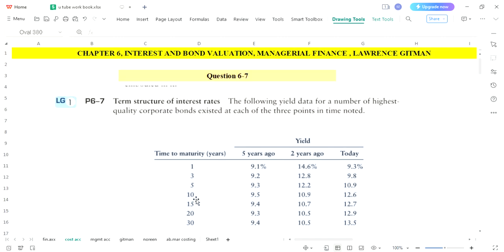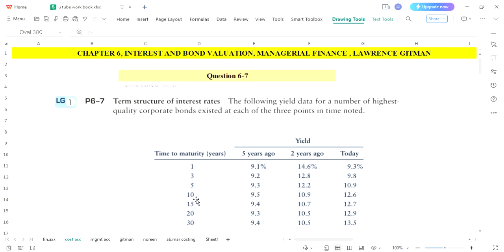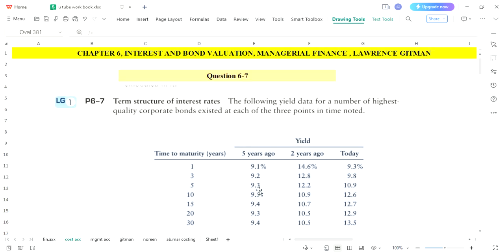We need to go at 5 years. 5 years would be exactly at this line. For this we need to put 9.3. 9.3 would be above 9.1 and 9.2, just above. Okay, and for the next, how much?